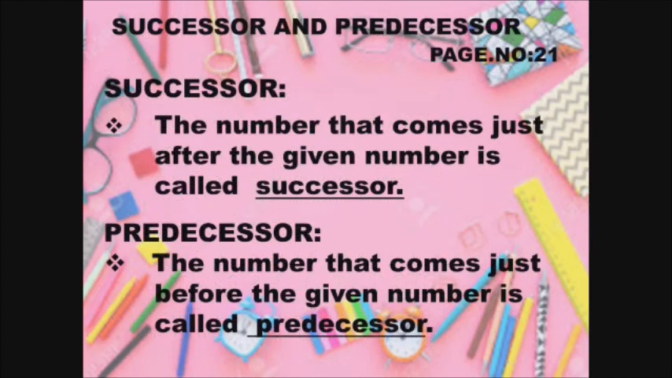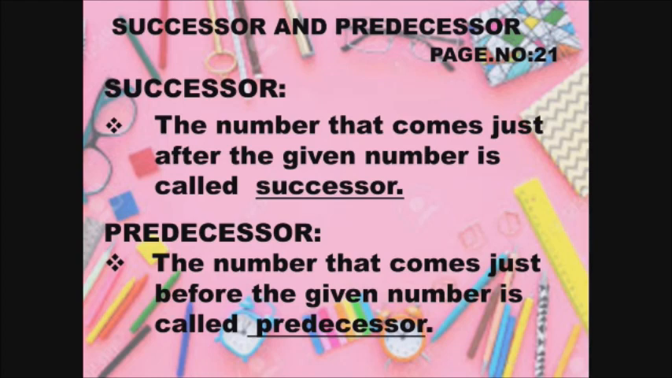Next, successor and predecessor in page number 21. Let's see one by one. First, successor. What is meant by successor? The number that comes just after the given number is called successor. So, successor means after number.